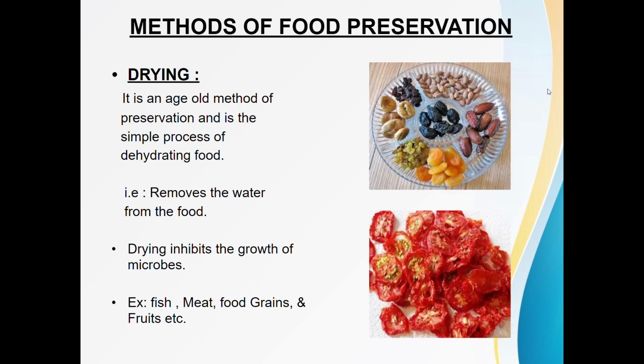Now we are going to discuss the various methods of food preservation. First one, drying. It is an age-old method of preservation and a simple process of dehydrating food. It removes the water from the food. Drying inhibits the growth of microbes. Fish, meat, food grains and fruits, etc. are dried and then stored.